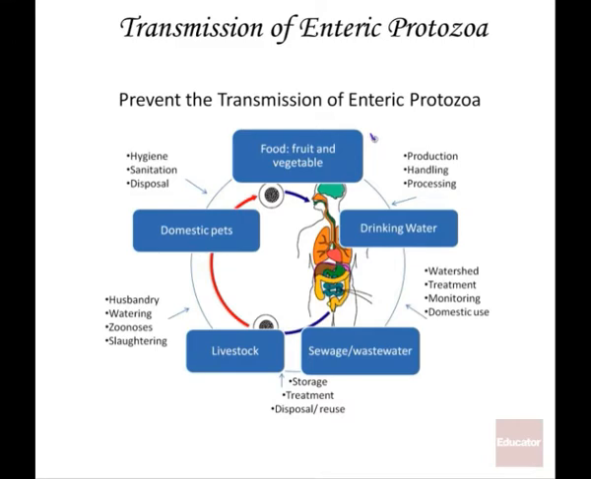So for instance, the protozoa can have part of their life stage in food, like fruits or vegetables commonly. And of course, they can be in drinking water, they can be in sewage, livestock, and domestic pets. And each of these places are different ways in which we can eliminate these protozoa if we're on a program, for instance, to eradicate them. So one of the things that you know about hiking or traveling to countries that don't have good sanitation is that you need to boil the water.